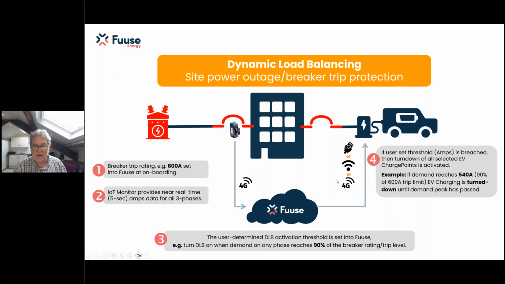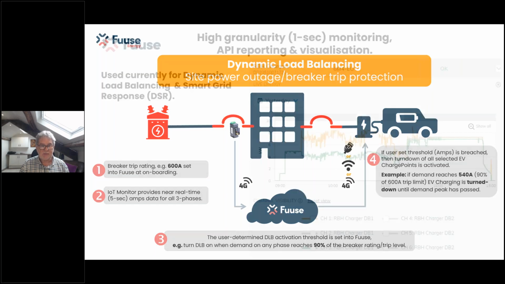So what will happen here? These are using two protocols: the energy monitoring protocol here and the EV charging OCPP protocol here. If any phase reaches 540 amps in this instance, then EV charging will be turned down and kept down until the demand off the site decreases and then charging is increased. This is just a typical example of some smart energy monitoring technology in play today.